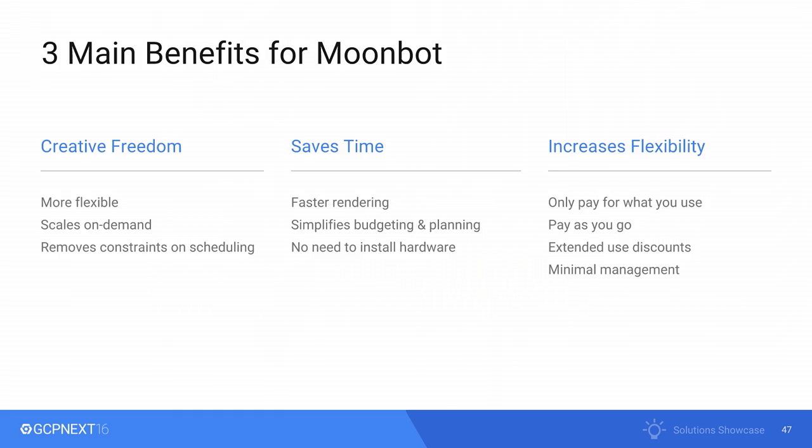So great, that's most of what we do at Moonbot to get everything on cloud rendering, and we end up with these 3 main benefits. We get creative freedom: we're more flexible, we can scale on demand, and it removes constraints on scheduling, which is huge. I can't tell you how many times I've had to rebudget based on schedule shifting, but the cloud enables that to be much more flexible. It saves time: we get faster rendering, simplified budget and planning, and increased flexibility. We pay as we go, we don't have to have this capital expenditure up front, and it enables us to succeed as a company at Moonbot.